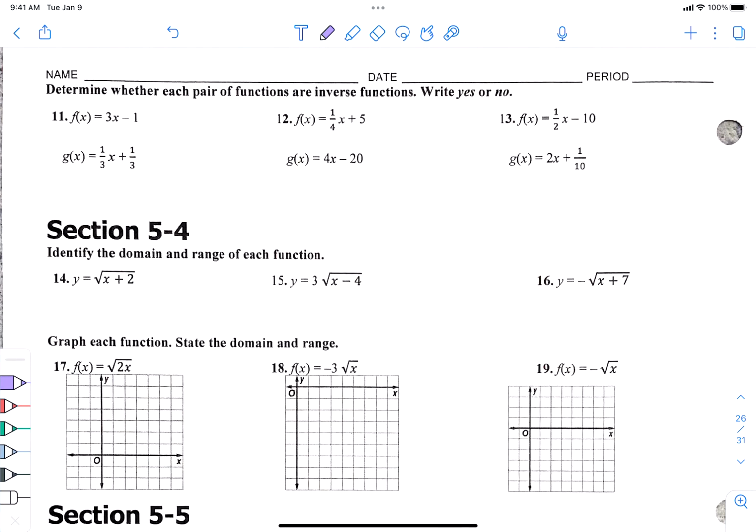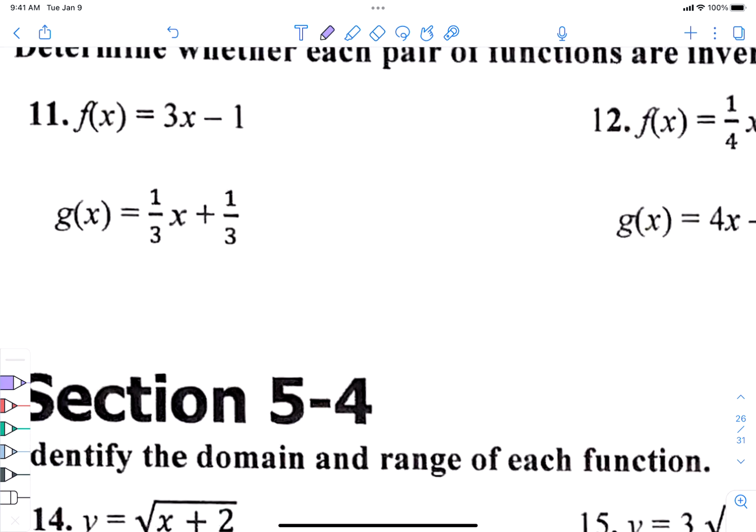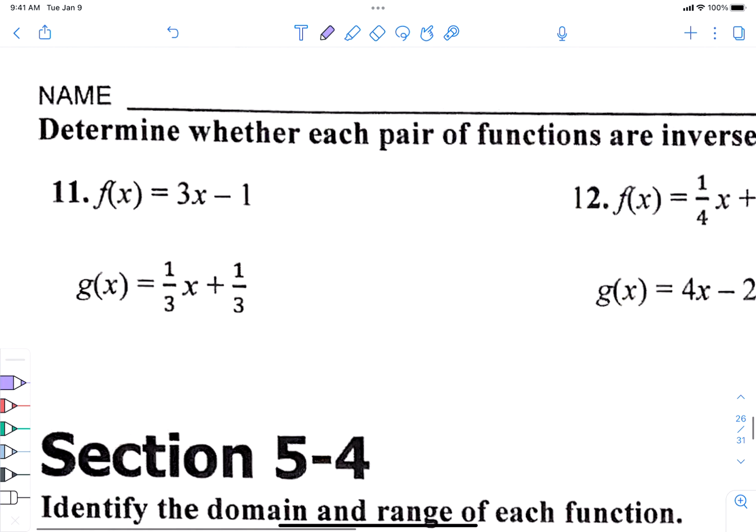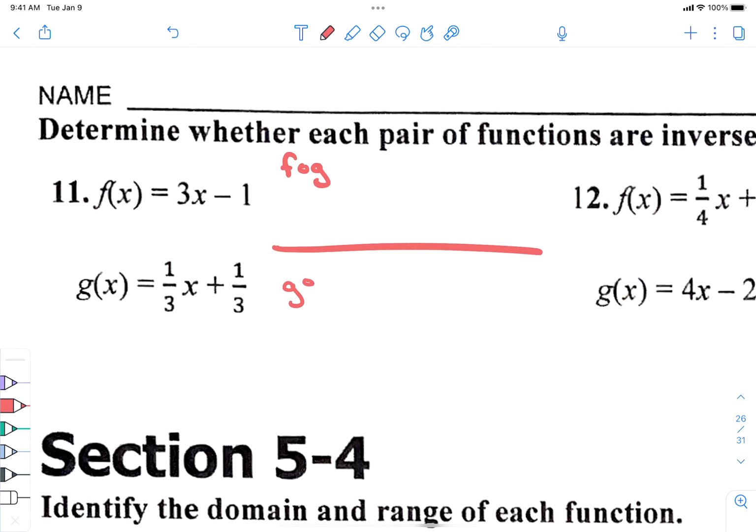11, 12, 13. This is typically something that people forget how to do. So determine whether the functions are inverses of each other, right? Yes or no, okay? So to do this, I want you to plug them into one another. So we're going to first do f composed with g, and then we're going to do g composed with f. We're going to stick them inside of each other, okay?